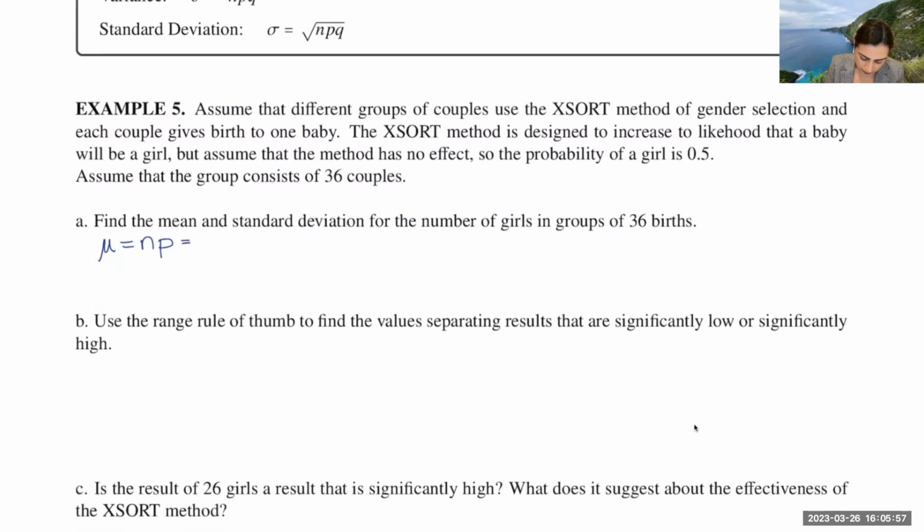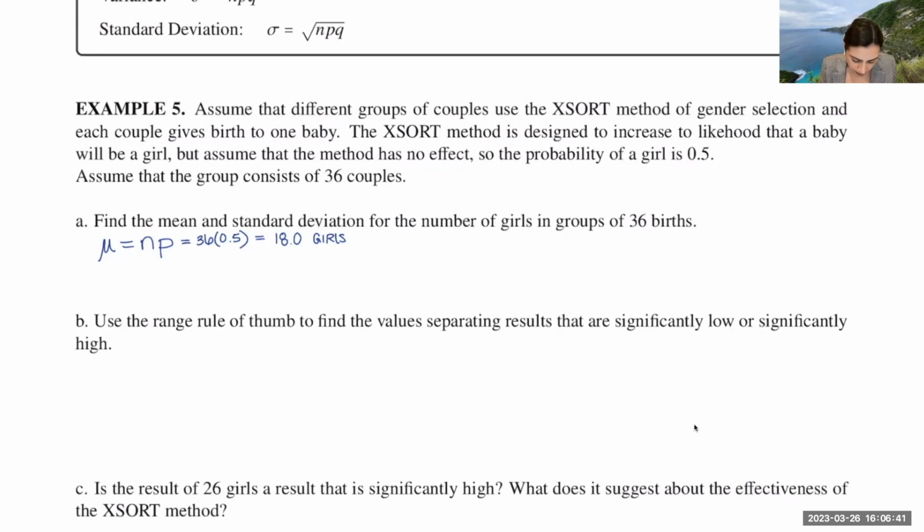We have the number of trials. We have 36 births, and the probability of getting a girl here is 0.5. The mean is just half of 36, which is 18.0 girls. So the mean number of girls in a group of 36 births is just 18, because the probability of getting a girl is half, so half of these births are going to be girls.